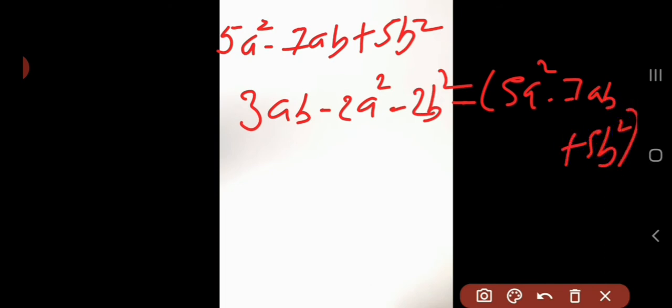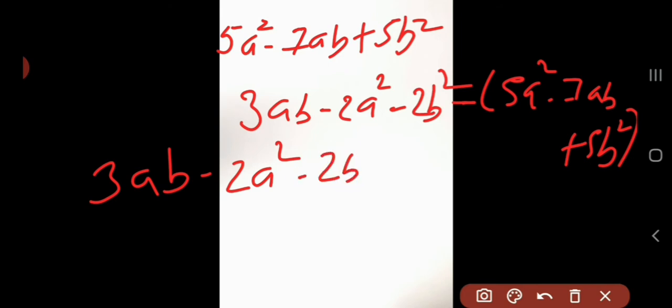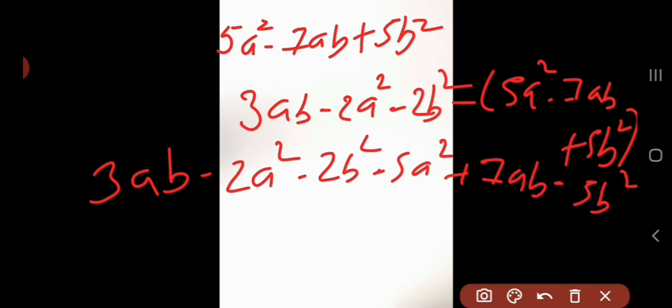So what does the expression become? The expression becomes 3ab minus 2a square minus 2b square minus 5a square plus (minus minus plus) 7ab plus (minus minus plus) 5b square. Understand? Now see here, minus 2a square and minus 5a square, and 3ab and 7ab.